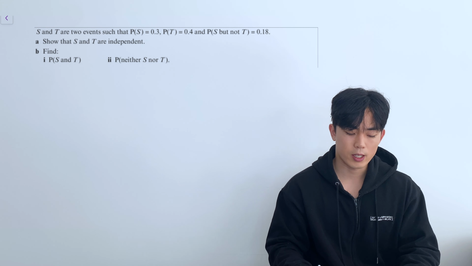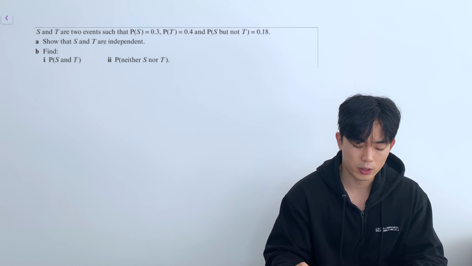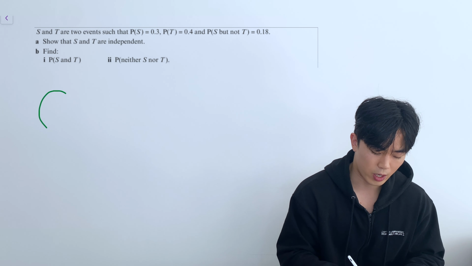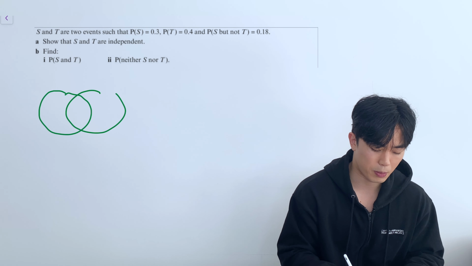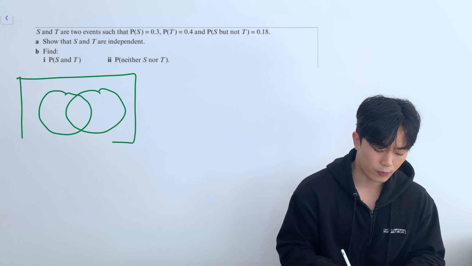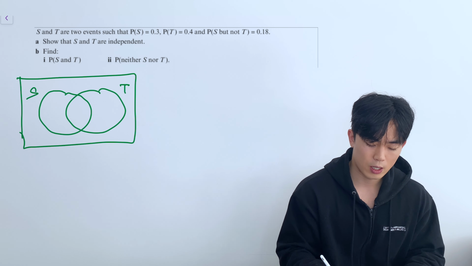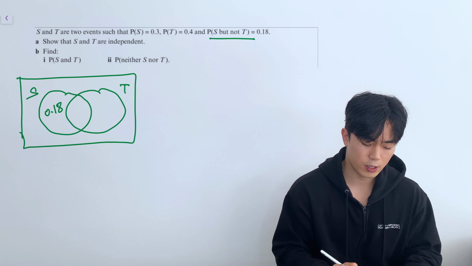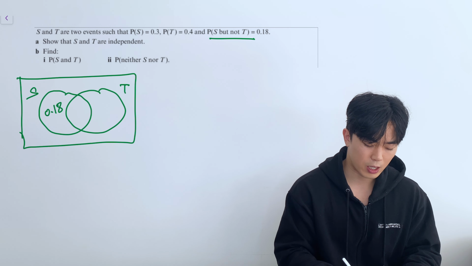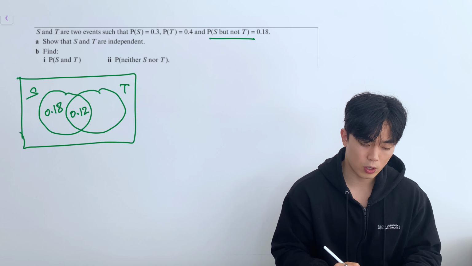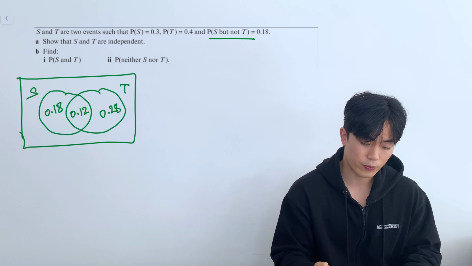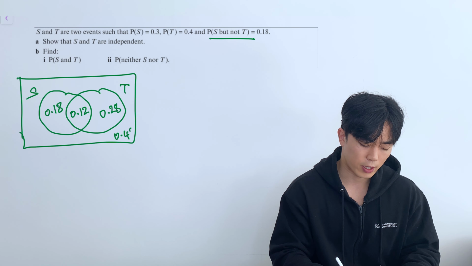So let's look at this one here. So we have S and T, which are two events. The probability of S is 0.3, the probability of T is 0.4, and the probability of S but not T is 0.18. So first things first, we just want to draw the Venn diagram just to visualize it a bit better. So we have S, T, S but not T, so S but not T is 0.18. The probability of S is 0.3, this means this is 0.12, and therefore this is going to be 0.28, like so. I'm going to have 0.42 outside.